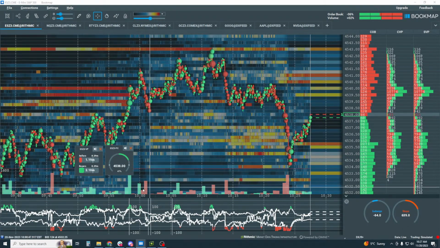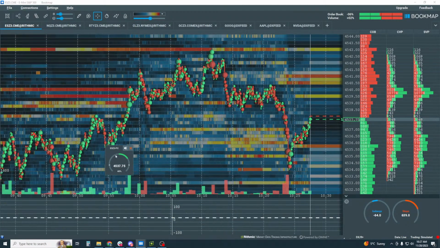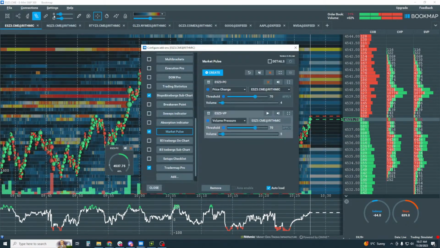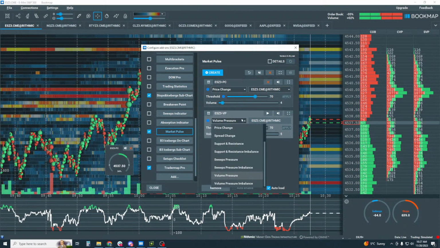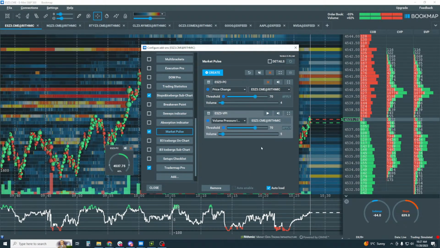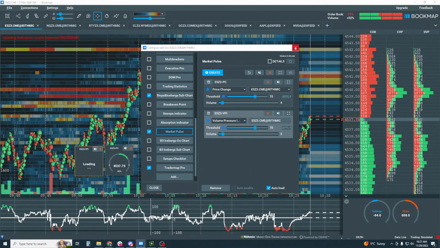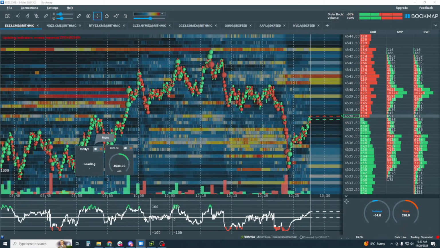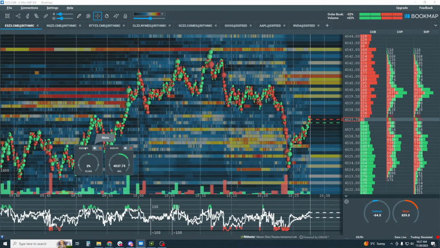We're going to look for when we get, actually, you know what we're going to do? We're going to do something else. I'm going to do this here. We're going to change volume pressure into volume pressure imbalance and then click play. Okay, this will make it easier to read in the subchart. All right, there we go.